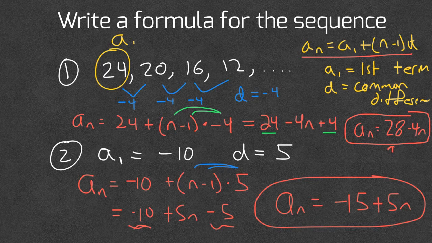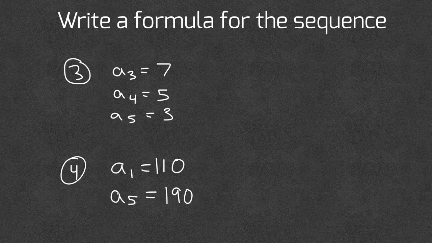Okay, let's try two more. All right, problem 3 here is interesting. So what I've been given is a3, a4, and a5. So I don't have the first term, but I know it goes 7, then 5, then 3. So one thing we can determine right away is that the common difference is negative 2. Because as I go up in the sequence, the terms are going down by 2. So I know d equals negative 2.